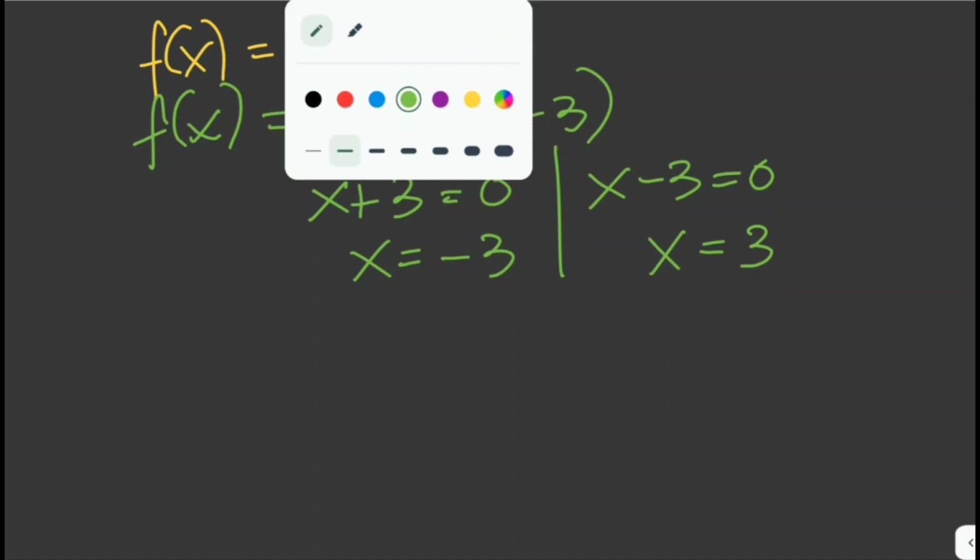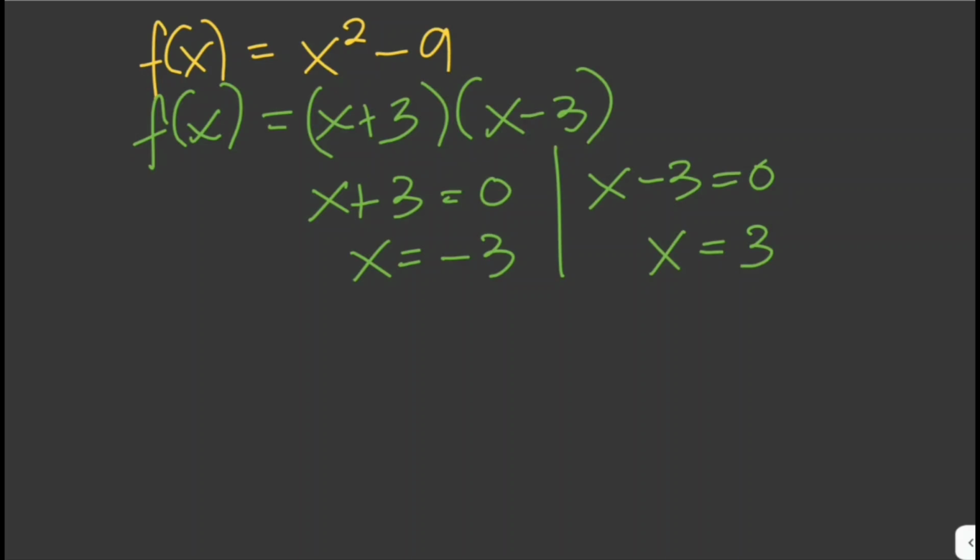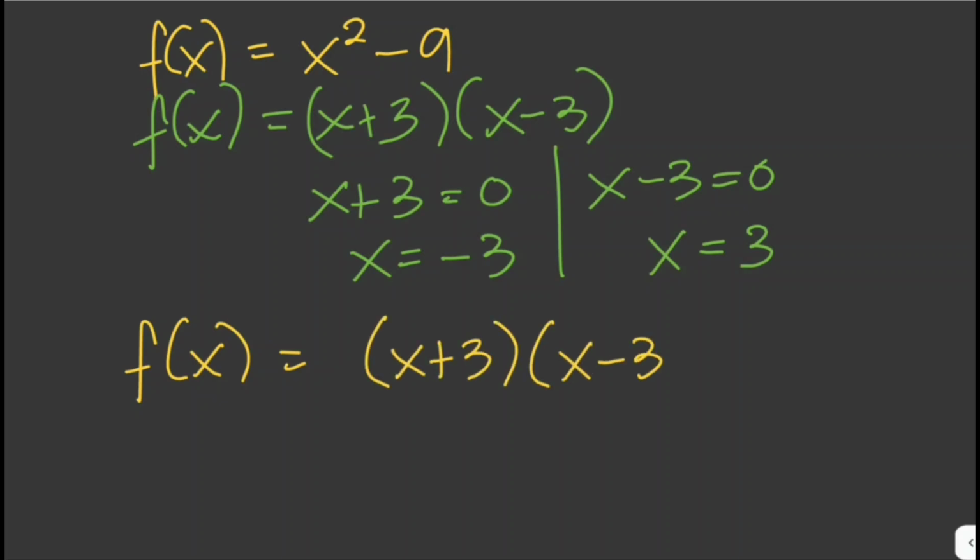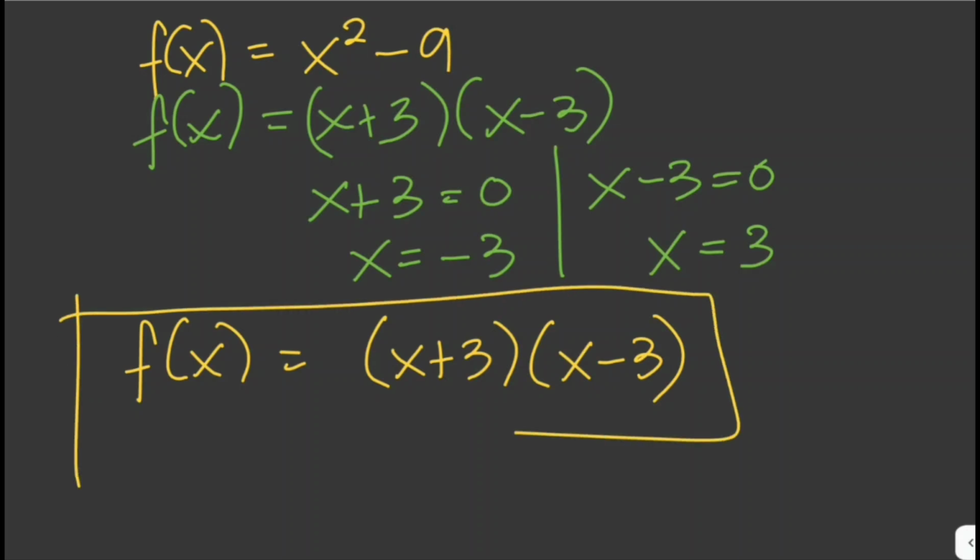And now we can write this quadratic equation into its intercept form. So a here is equal to 1. So 1, then x plus 3 times x minus 3. So this is now the factored form or the intercept form of this equation.